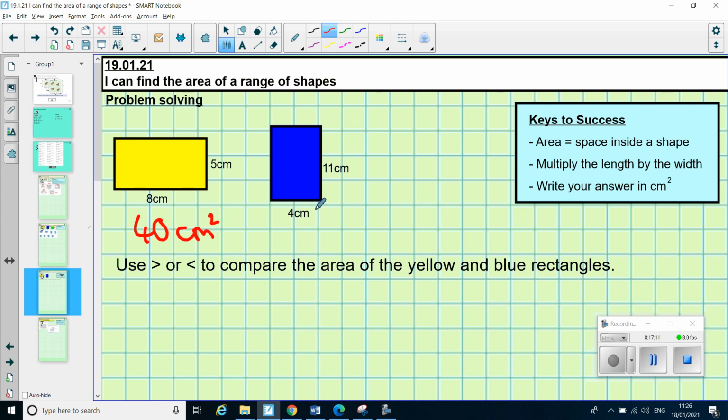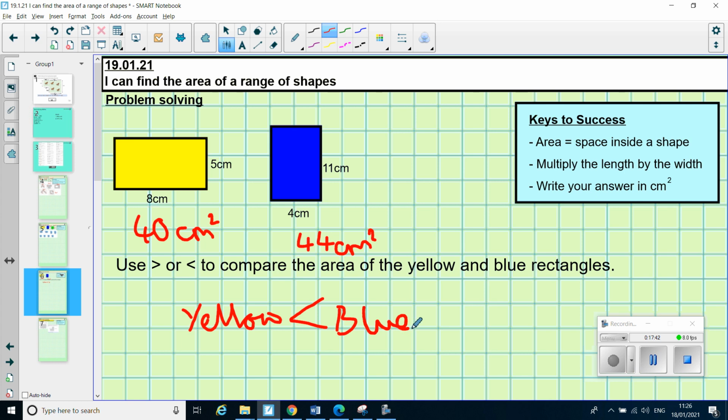For my blue rectangle, I'm going to do 4 times 11, so the area of my blue rectangle is 44 centimetres squared. Okay, now I can compare them. I know that the blue rectangle has got a greater area, so I can write the yellow rectangle. I'm going to leave them in the same order as they're in at the moment. The yellow rectangle is less than the blue rectangle.